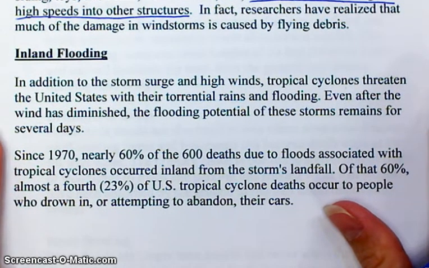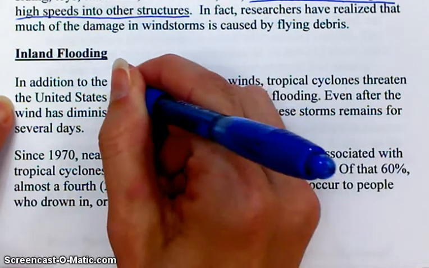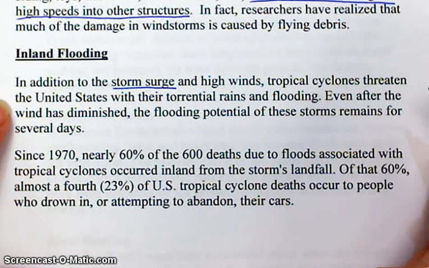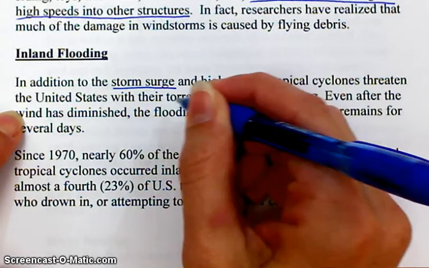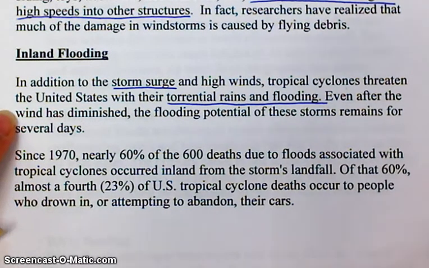Another problem with hurricanes is inland flooding. So in addition to storm surge, remember we're bringing in a lot of water just from storm surge, we've got high winds, but also tropical cyclones threaten with their torrential rains and their flooding. So if you get torrential rains, you're going to have flooding anyway, never mind if you have a storm surge. Because you're having just thunderstorm after thunderstorm after thunderstorm.